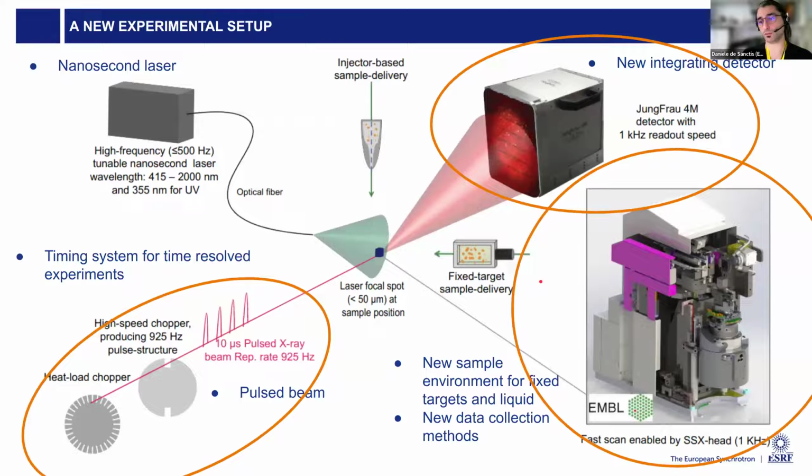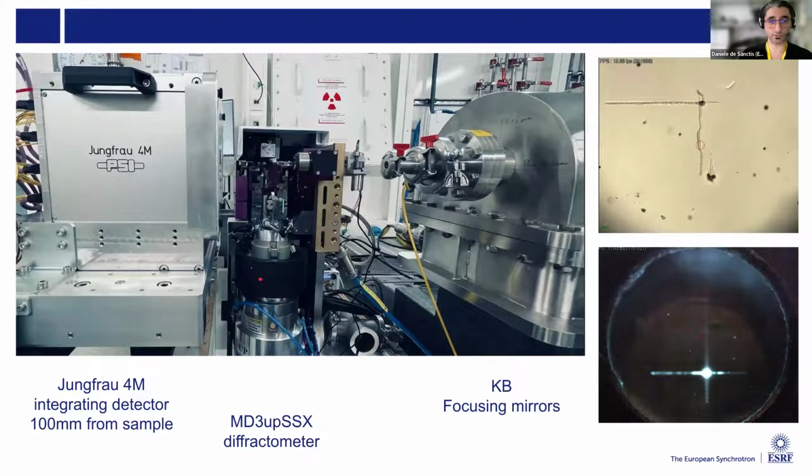We have a newly developed micro diffractometer, the LMD3 UP SSX, which contains a very high speed, fast translating motor, which can run synchronously with the pulsed beam that is produced by the chopper, and can adapt different sample delivery systems, which could be either fixed target or injector based, or some more exotic ones, as you will see in a few slides. And we are currently integrating a nanosecond laser to be able to do light activated pump and probe experiments using light activation.